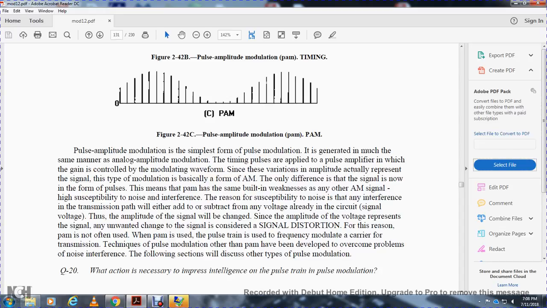The amplitude of the signal voltage will be changed. Since the amplitude of the voltage represents the signal, an unwanted change in amplitude results in signal distortion. For this reason, pulse amplitude modulation is often used. In pulse amplitude modulation, a pulse train is used.